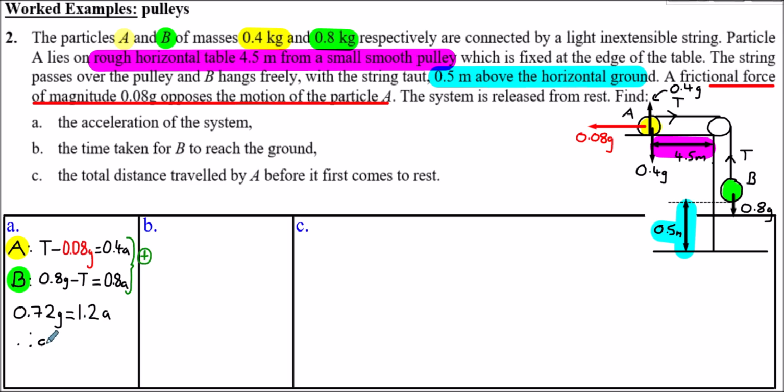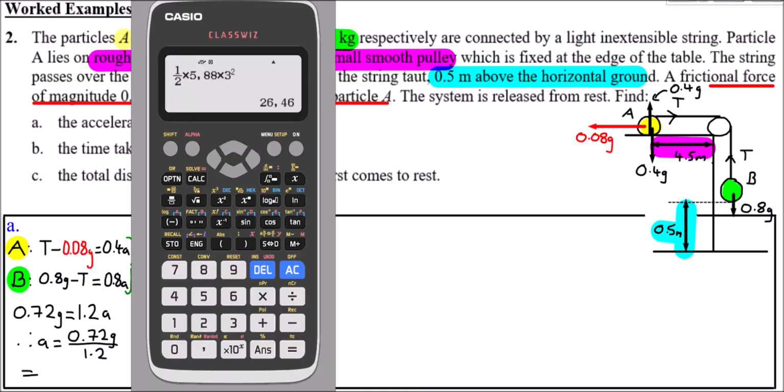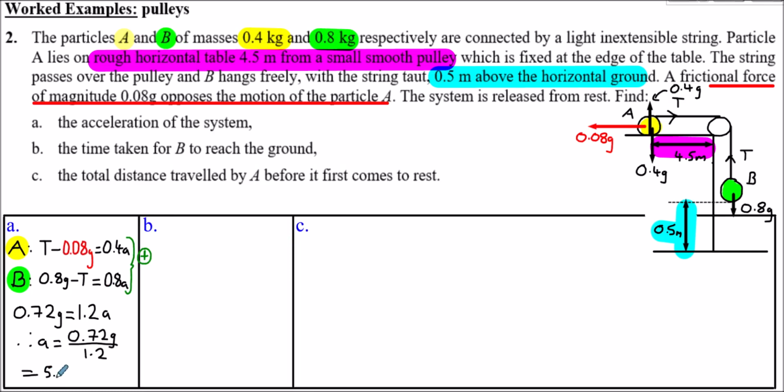So therefore a will be 0.72g divided by 1.2. So it's calculator time. 0.72g means 0.72 multiplied by 9.8, that's what g is. We divide that by 1.2, and that gives us 5.88 meters per second squared.